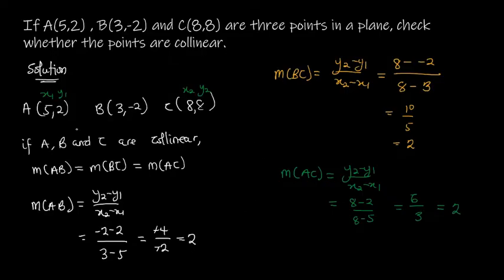So therefore we can conclude that the points A, B, and C are collinear since the gradient of any 2 points, let's say the points AB is 2, BC is also 2, and AC is 2. Since the gradients are the same, the points A, B, and C are collinear points.